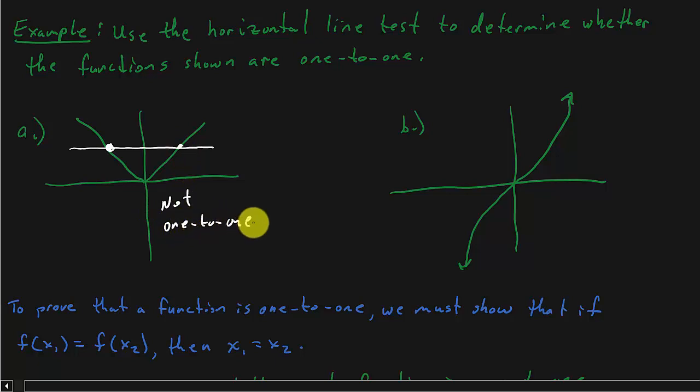And then for this one, no matter where we draw a horizontal line, it's only going to intersect this graph in one place. It'll never intersect this graph more than once, a horizontal line. So this one is one-to-one.